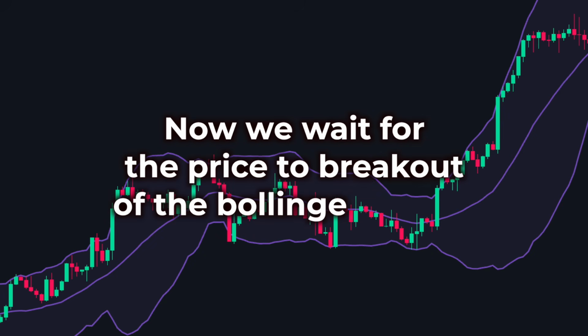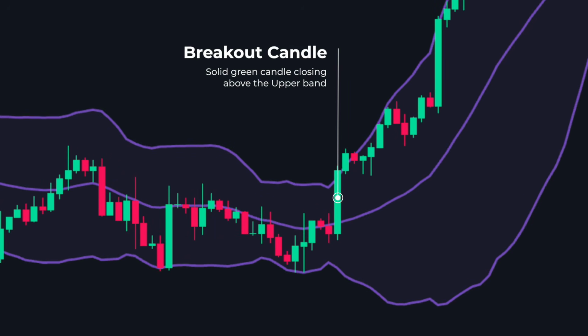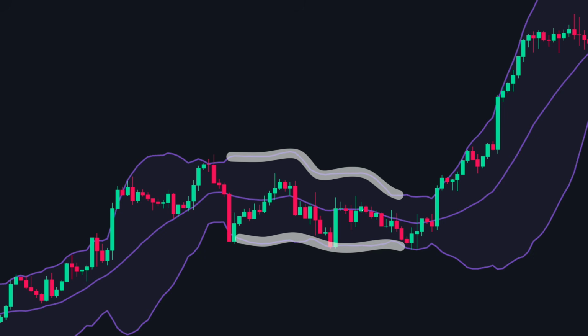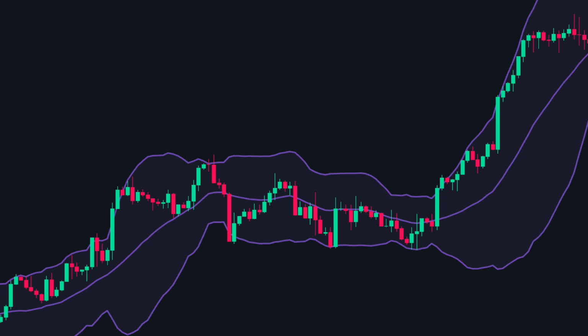Now we wait for the price to break out of the Bollinger Bands. On this candle, we see that the price creates a solid green candle that breaks and closes above the upper band. As we discussed earlier, the price will generally move inside the Bollinger Bands. So, a breakout like this signals a strong force in the market. Therefore, this is a valid breakout setup.